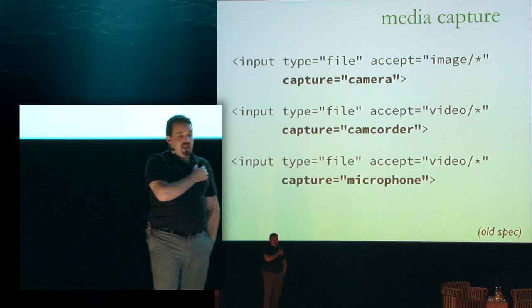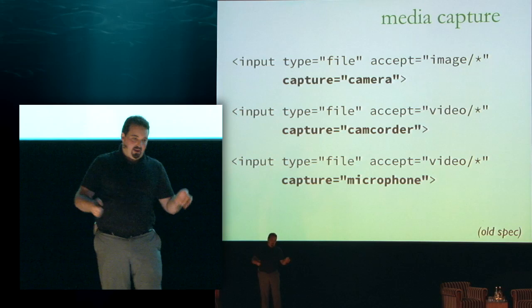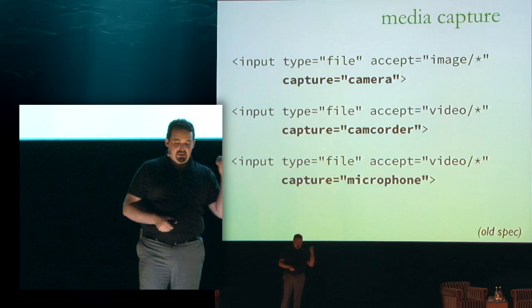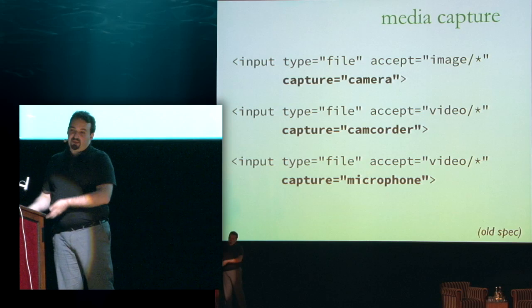Unfortunately, there is an old spec and a new spec, and of course, all the browsers out there are using the old spec right now. The old spec means that the capture should have a value like camera, camcorder, or microphone. The new spec means that the capture is just a Boolean attribute. Because if it's an image, I don't need to say capture from the camera, right? It's obvious. So let me jump to my camera here so I can show you this live.